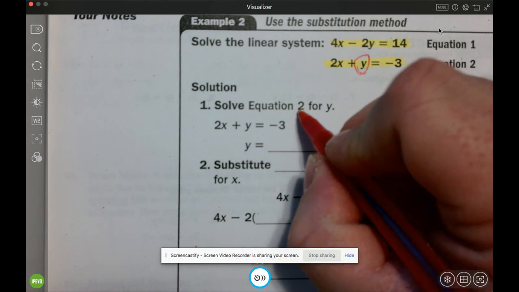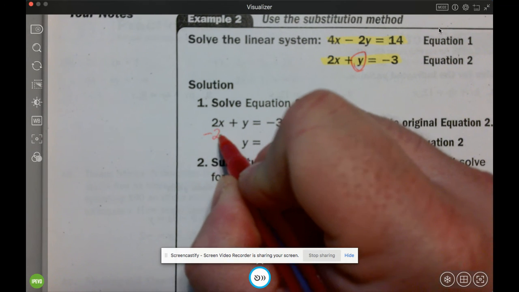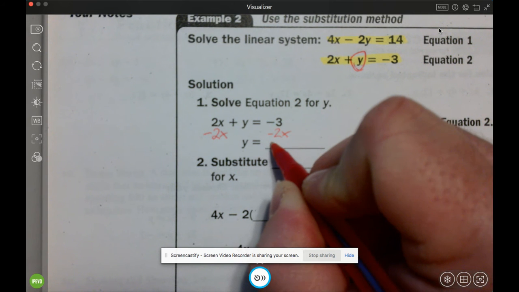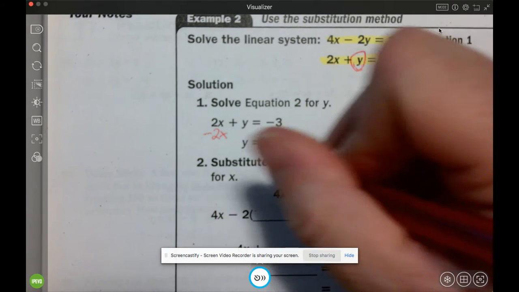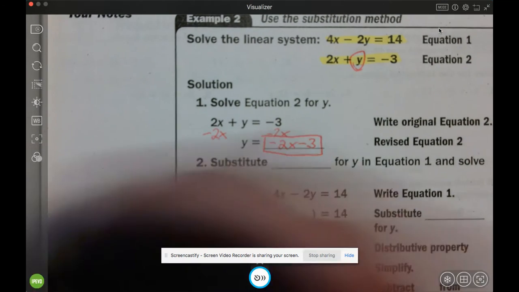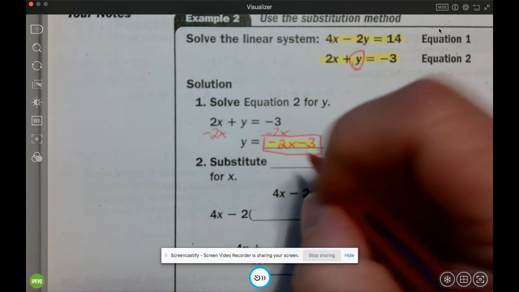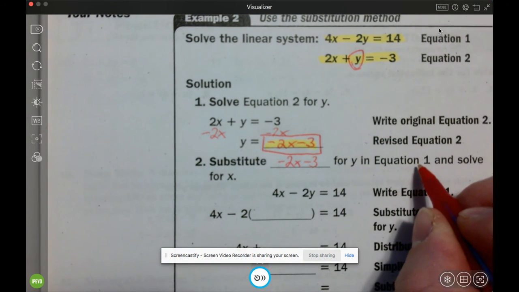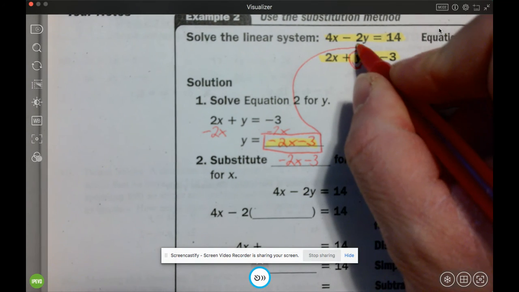So step 1, solve equation 2 for y. So I'm going to have to subtract. Make sure you copy this down. 2x from both sides. So I get y equals negative 2x minus 3. So I'm going to put a nice little box around it. That's what I'm going to use to substitute. I'm going to highlight it as well. So I'm going to substitute in that negative 2x minus 3 for y into equation 1. So really, it's going to go right there.